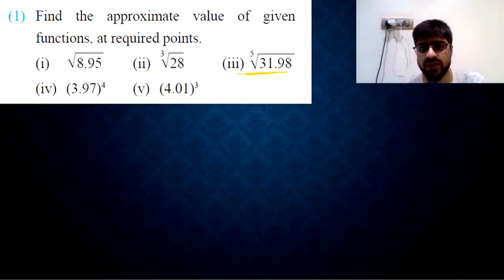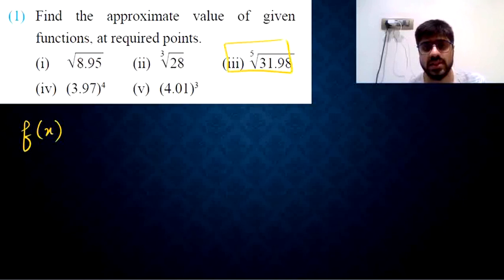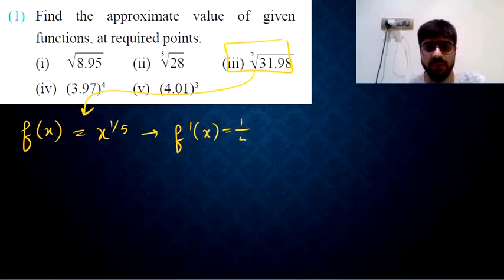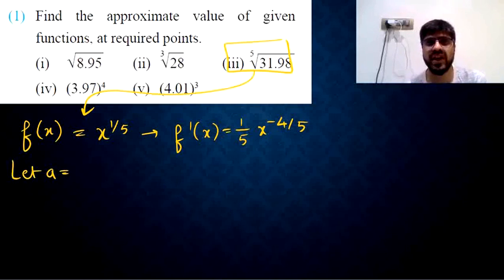So we need the fifth root of 31.98. It's very clear, we are taking f of x as fifth root of x, that is x power 1 by 5. Let's evaluate f dash x here itself. So that will be 1 by 5 into x power minus 4 by 5. Let a be a number whose value will be known to us, which is 32. The fifth root of 32 will be 2, and we will take h as minus 0.02.